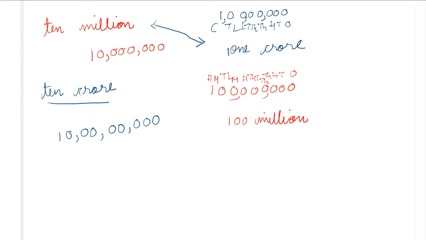So what did we see in this video? We saw what natural numbers are, how to compare two natural numbers, how to order them in ascending and descending order, the two systems of numeration, that is the Indian system of numeration and the international system of numeration, and the relationship between the Indian and international systems of numeration, right?